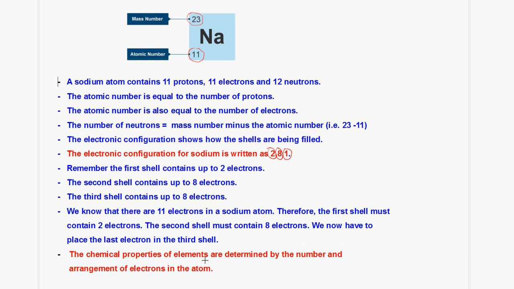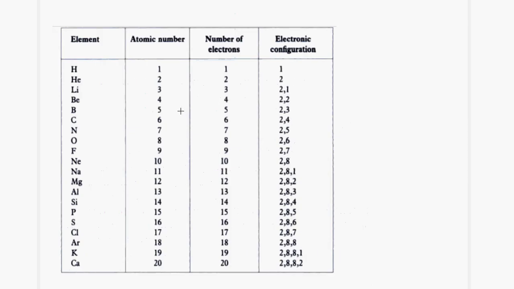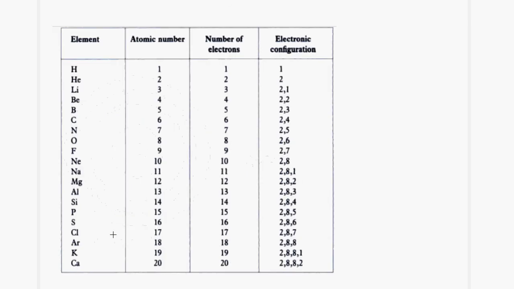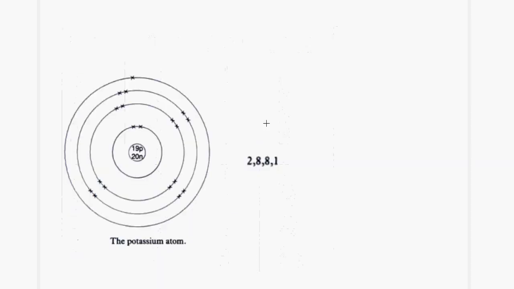The chemical properties of elements are determined by the number and arrangement of electrons in the atom. This table gives the electronic configuration of the first 20 elements of the periodic table. At the CSEC level, you need to be familiar with all of them. In this example, we have potassium. If we go back to the previous table, we know that potassium has atomic number 19. So we have 19 electrons.